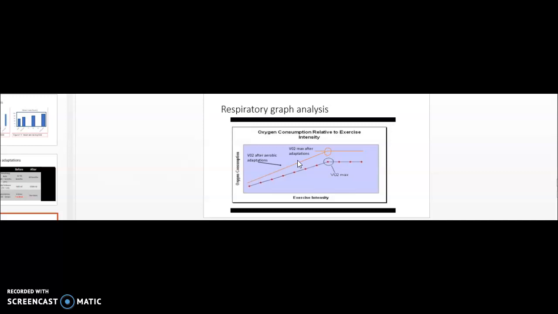This therefore would mean more oxygen is consumed per breath, which would mean VO2 is higher at all stages of the graph, as per breath more oxygen is consumed. The graph also shows that after these adaptations have taken place, VO2 max is also higher, as you can see here in the graph.